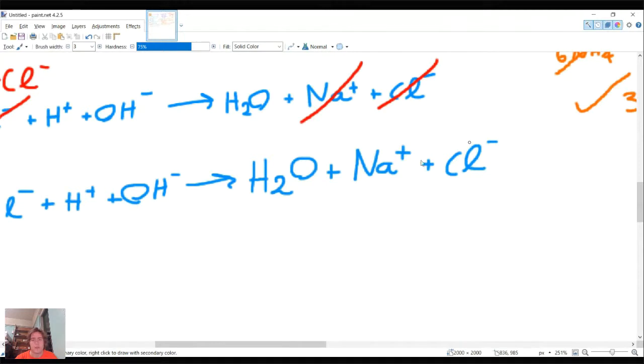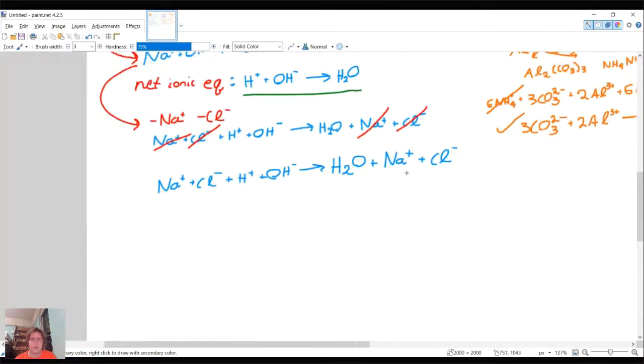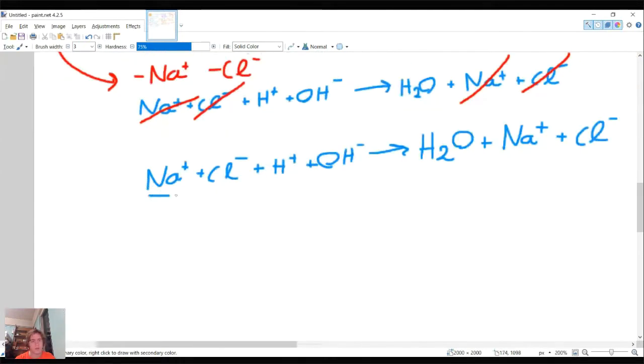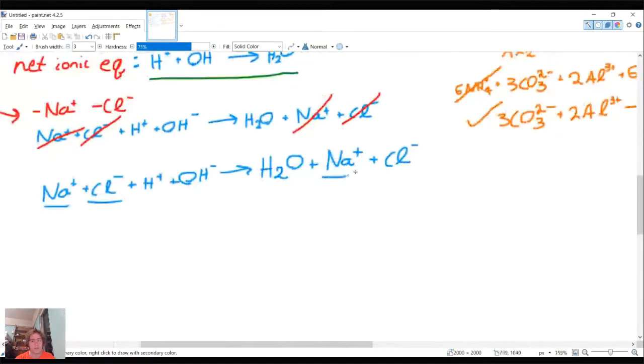So what do you think the spectator ions are? The ions that are watching, exactly what spectator means. What would make the most sense for that term to be defined as? Yeah, all the ions that were crossed out. Spectator is something that is there but not participating, which is exactly the analogy here. So spectator ion, spectator ion.